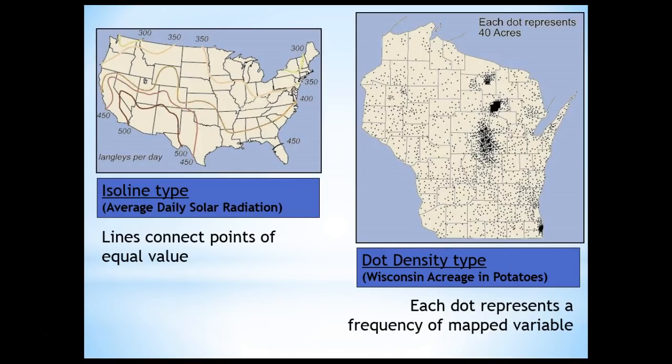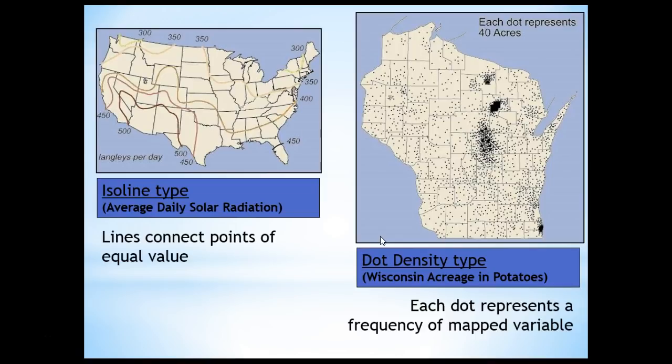We could have an isoline map, which is over here, that shows us lines that connect different values. So this would show us like average daily solar radiation. So below this line would be 500 langleys per day, versus 450 out of this line, and so on and so forth. So these lines kind of show us different ranges within a particular area.